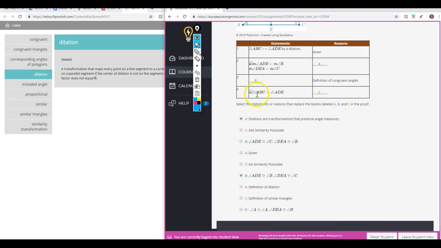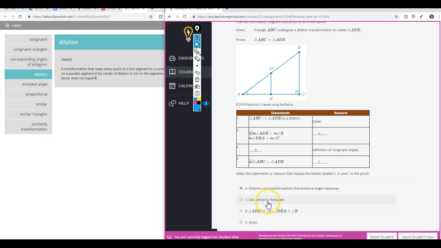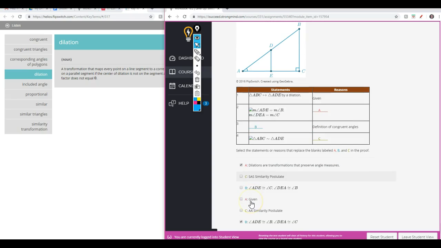So now, for the last one, it says triangle ABC is similar to triangle ADE by blank. The options are side angle side, angle angle, or definition of similarities. Well, there aren't any side measurements so that we could see if they were proportional, so that one's off the table. For angle angle similarity postulate, we did prove two pairs of corresponding angles were congruent.